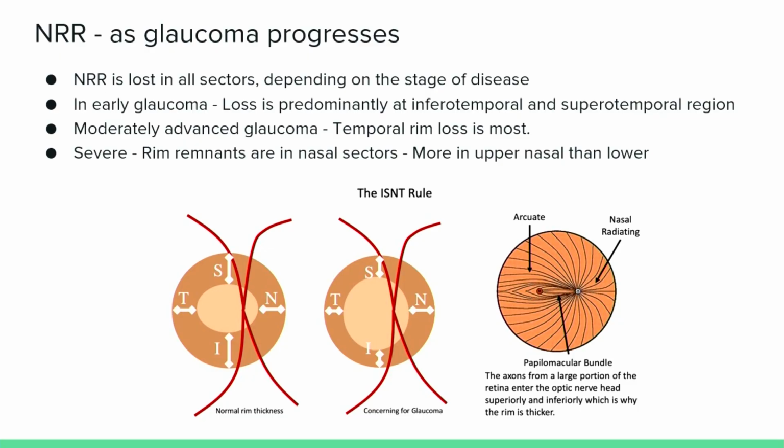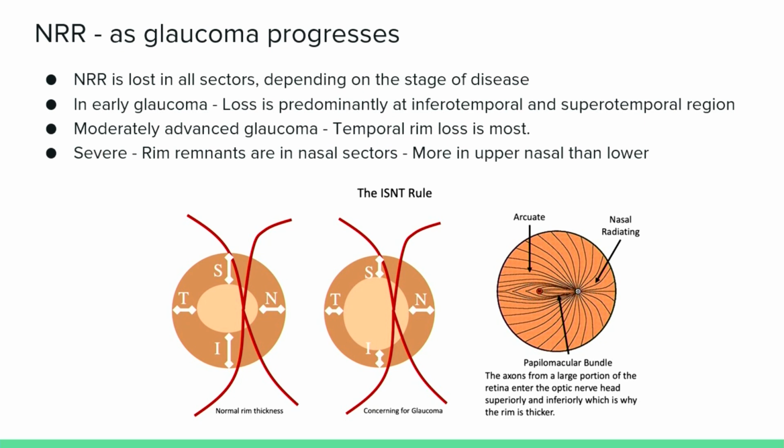Now, what happens to NRR as the glaucoma progresses? Gradually, the NRR is lost in all sectors depending on the stage of the disease. In early glaucoma, the loss is predominantly in the inferotemporal and superotemporal region. In moderately advanced glaucoma, the temporal rim is lost most. However, in severe glaucoma, only rim remnants are remaining in the nasal sector. That too more in the upper nasal than in lower nasal sector.